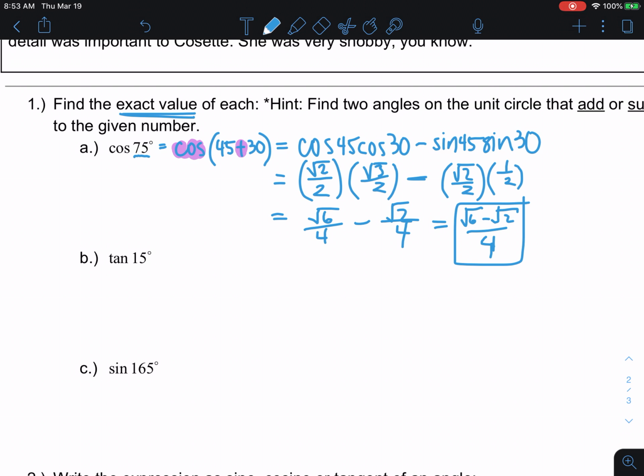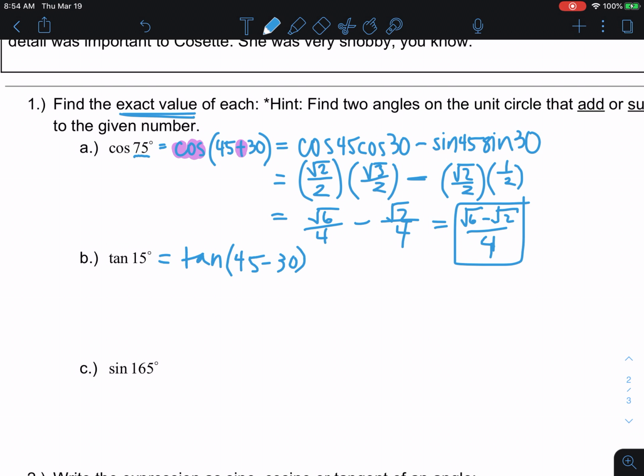Alright, for our next problem, we have tangent of 15 degrees. Now again, 15 degrees is not on the unit circle, so we have to think of two angles that are on the unit circle that will add or subtract to give us 15. So right away, I can think 45 minus 30, that gives us 15, so that's going to work.